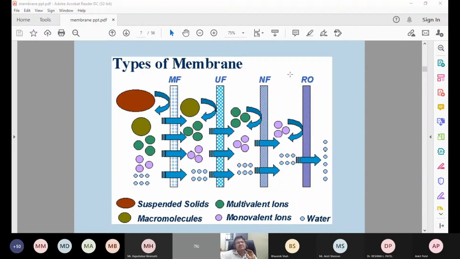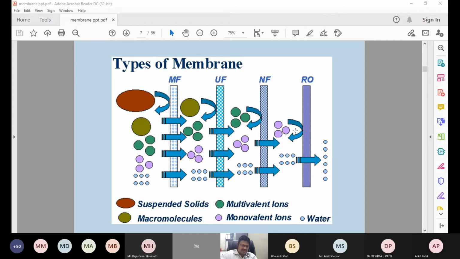But if you use the RO system, dissolved solids also cannot go. You see the monovalent ions. Multivalent ions are like calcium Ca2+, Mg2+, and Al3+. Monovalent ions are Na+, sodium. That is also retained in the RO, but it is not retained in NF. The sodium ions can pass through the NF, but they are retained by RO. So the best for retaining the total dissolved salts is the RO.